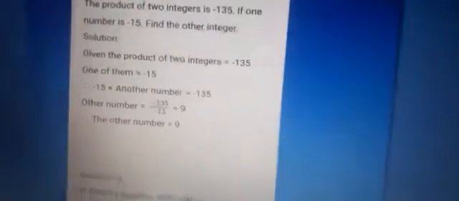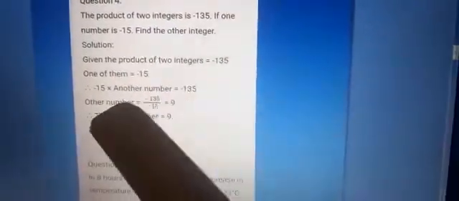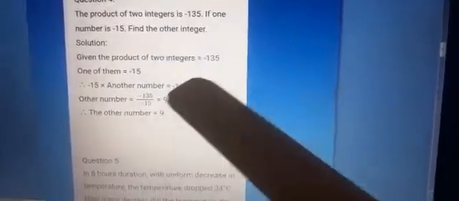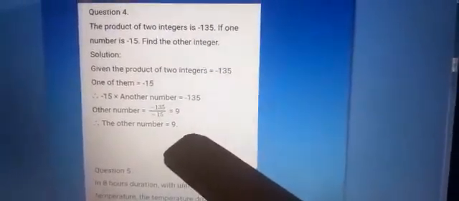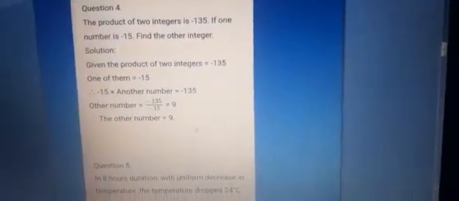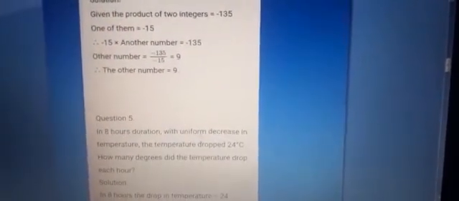Let us see the solution. Given the product of two integers is minus 135, one of them is minus 15, 15 into another number is minus 135, the other number. So when we divide, we get 9. Question number 5.